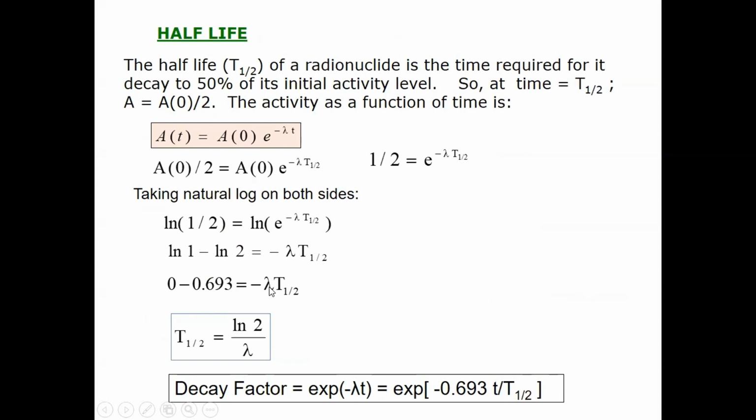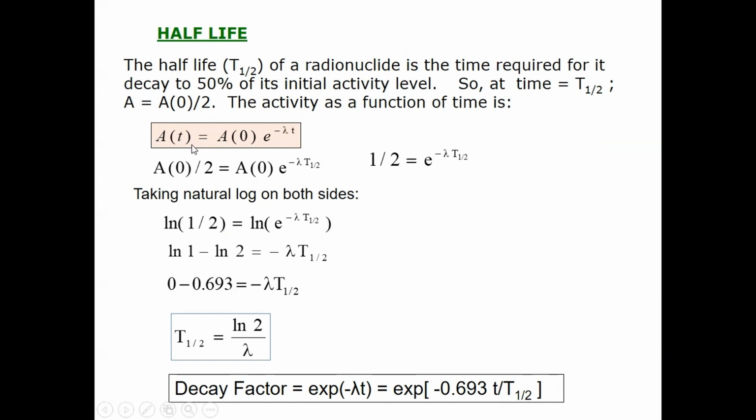We will define it further, and let's calculate the half-life. The half-life of a radionuclide is the time to decay to 50% of the initial activity. So T half is the time, and N will reduce to N naught divided by 2. Radioactivity or the reaction rate will reduce to A naught divided by 2.